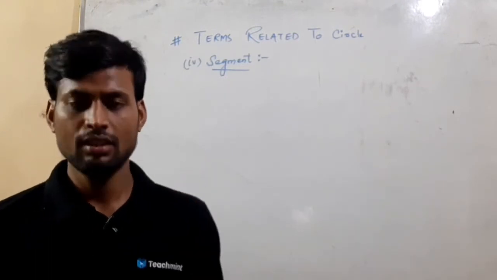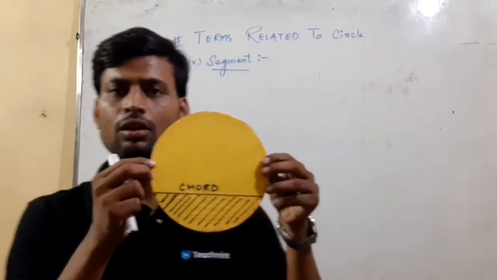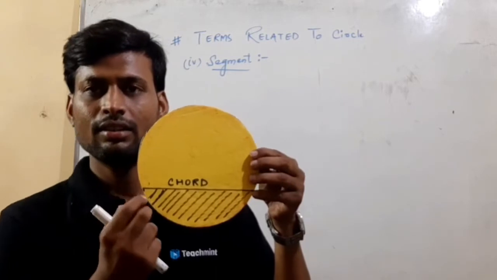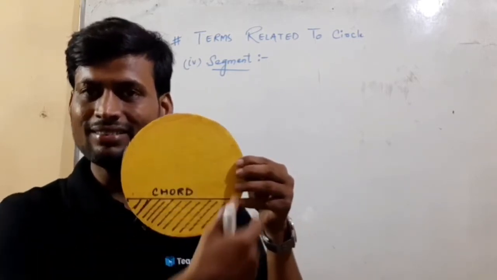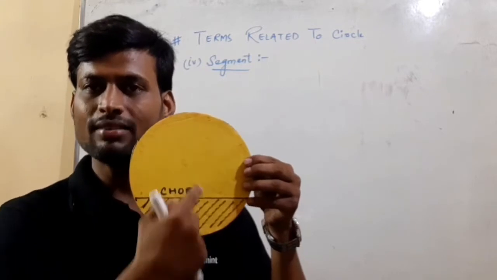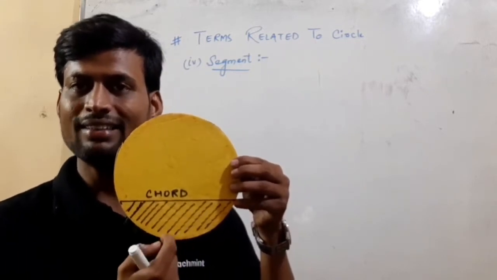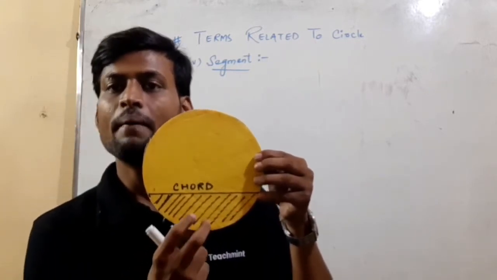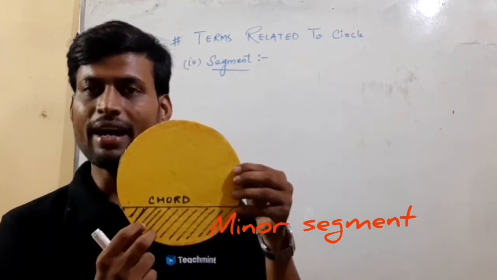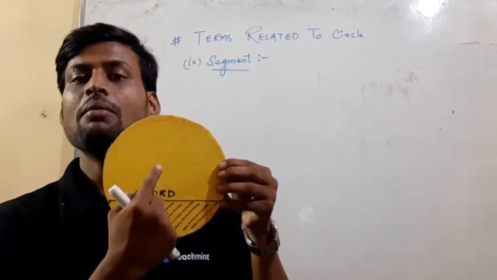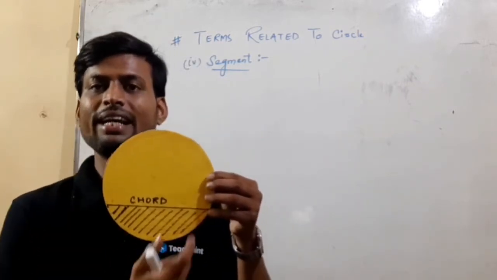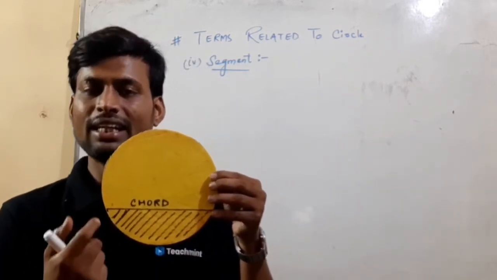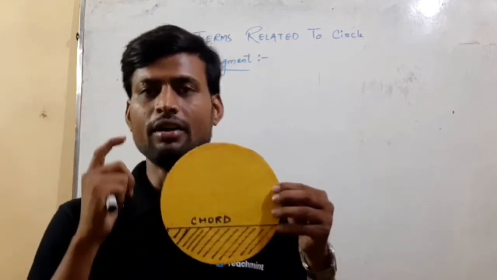And what is the segment? To understand this, let us assume this circle. Right? In this circle, this line segment is a chord, and this particular chord divides this entire circle into two parts. The lowermost part, that is the shaded region, is called minor segment, whereas the upper part is called major segment. So what is a segment? A segment is a region which is formed by a chord.